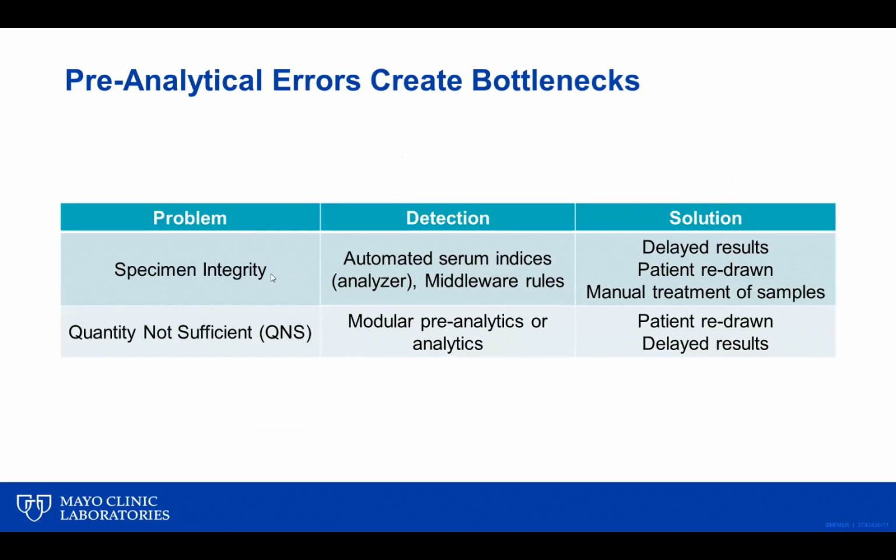So if the problem is specimen integrity, we can often detect that using automated serum indices, specifically on the analyzer, or we have rules that help us detect these in our lab information systems. And then the solution would be there's a delayed result, that patient may have to be redrawn, or we may have to manually treat specimens. Another problem: if not enough specimen is collected, again, this can be detected up front on our analytic system or within the analytic system itself. And again, the patient may be redrawn and results delayed. So you can see, yes, we can detect these, but ultimately this does cause a delay. And so we want to try to avoid these up front.